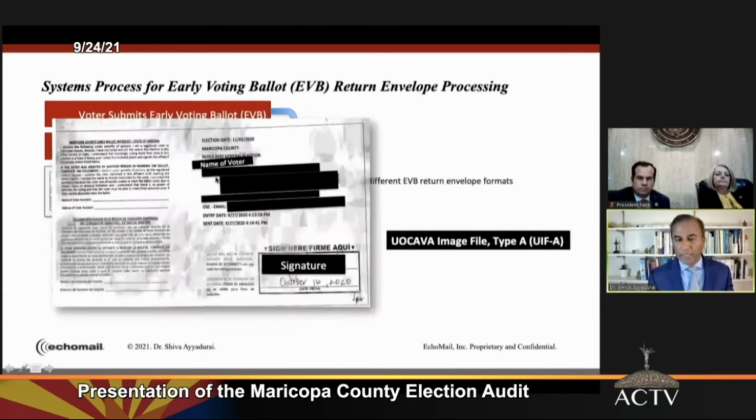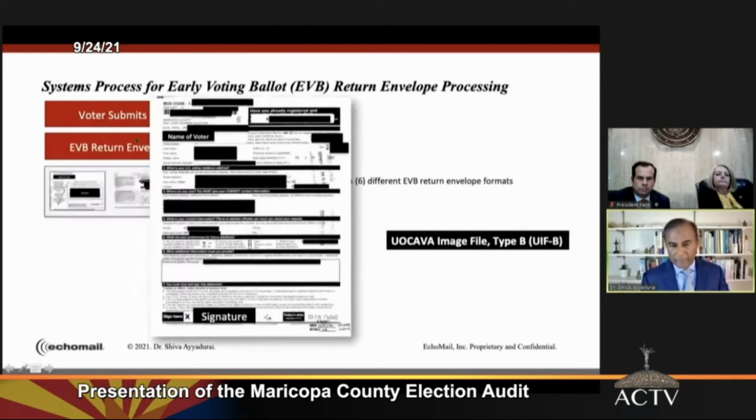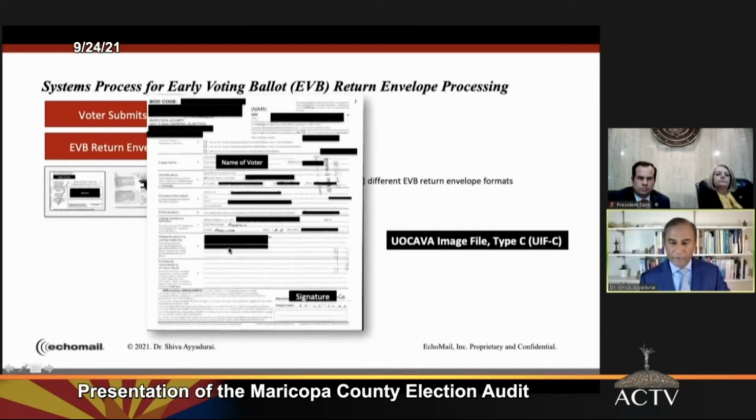There is also another set called UOCAVA image files, and there are 3 different kinds. Here you have the signature here, the date here, the name of the voter here. Another version of that is a little more complicated. It's more of an affidavit. The signature's here, the name of the voter's here, and obviously we redacted stuff for privacy. And a third type of the UOCAVA is type C. So you have UIF A, B, and C.